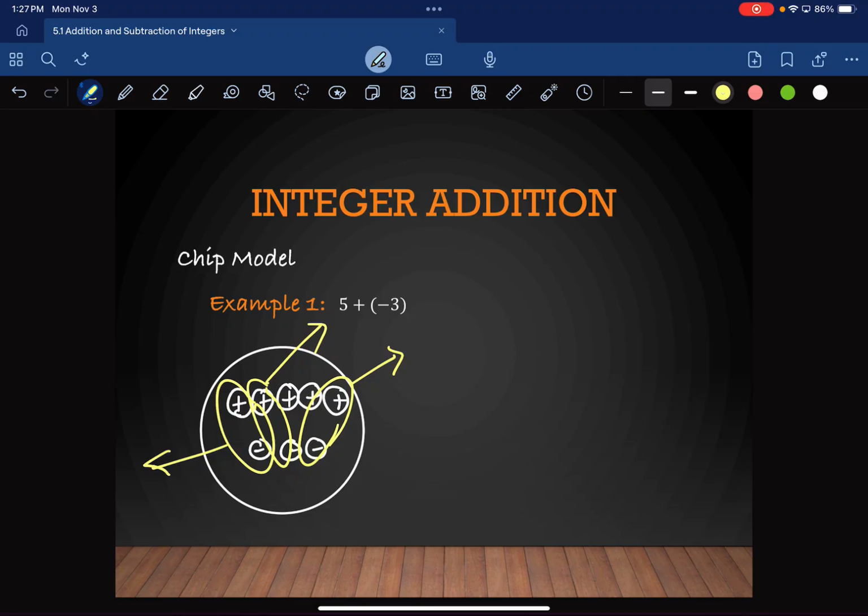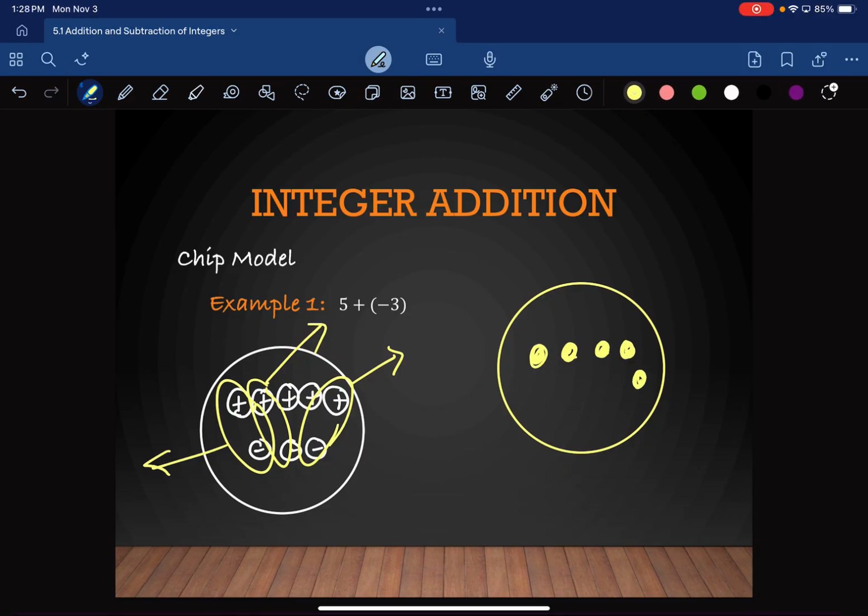So we would have, in this case, if we were doing it this way, a circle and you would have 5 yellow chips. And you would have 3 red chips. And a yellow and a red combined together are a 0 pair, and they come out.